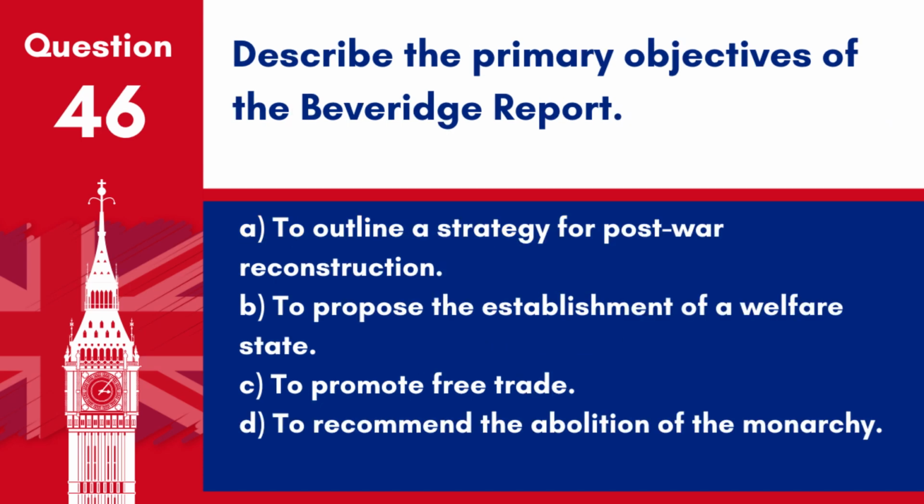Question 46. Describe the primary objectives of the Beveridge Report. A. To outline a strategy for post-war reconstruction. B. To propose the establishment of a welfare state. C. To promote free trade. D. To recommend the abolition of the monarchy. Answer. B. To propose the establishment of a welfare state. The Beveridge Report, published during World War II, outlined a comprehensive social insurance program with the goal of eradicating want, disease, ignorance, squalor, and idleness.